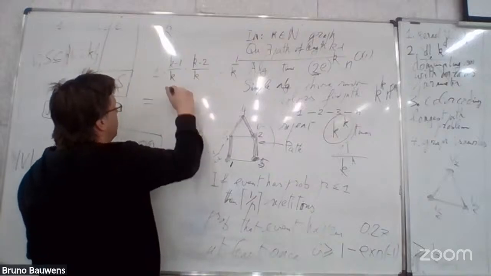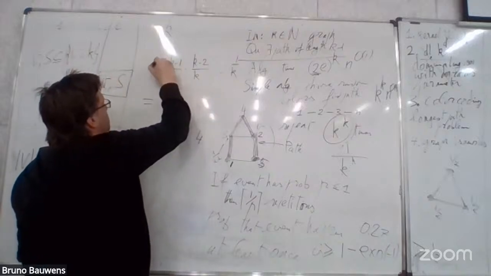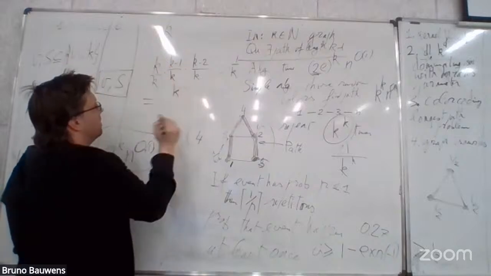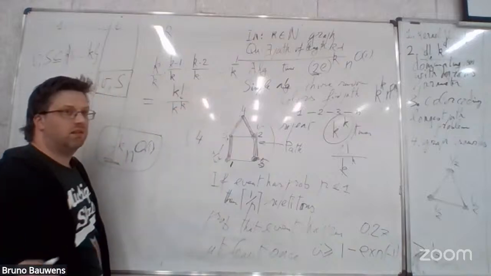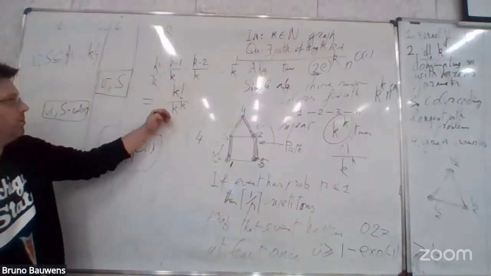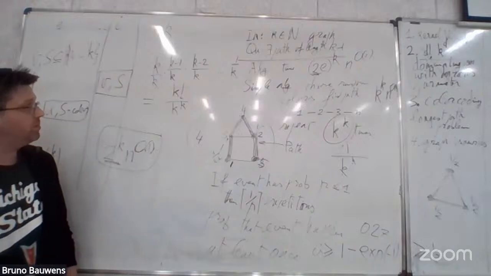Well, I can write k factorial. So I say 1 is just k over k. And now it's easy: k factorial over k to the power k. So that's our probability. Now we want to simplify this.